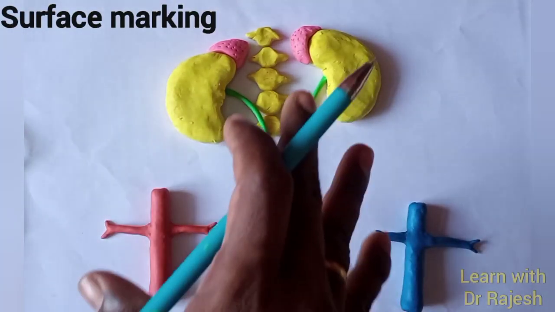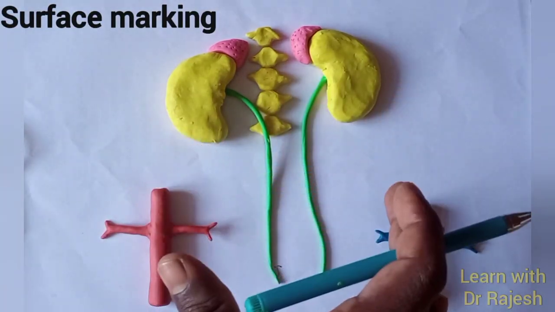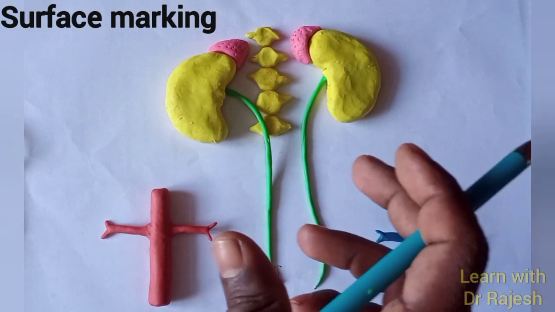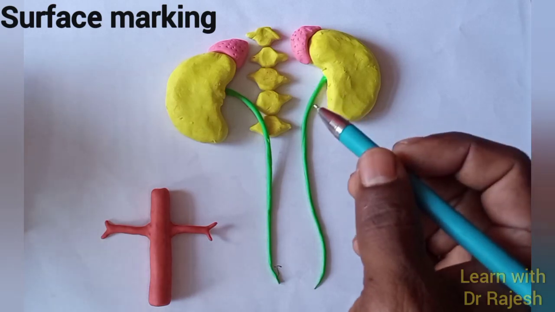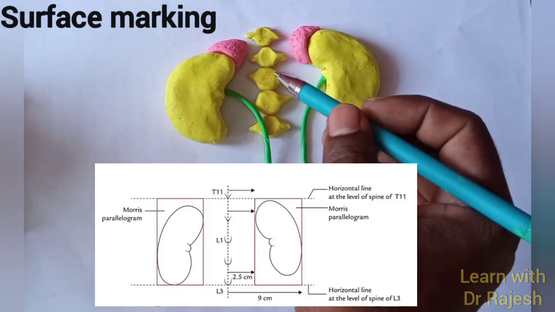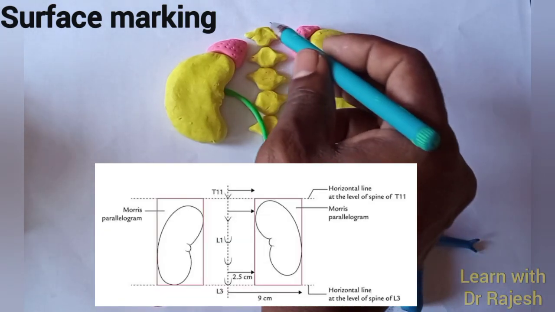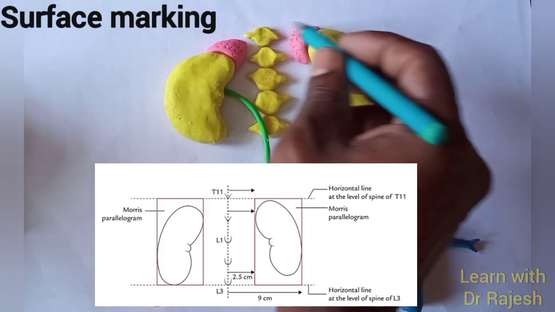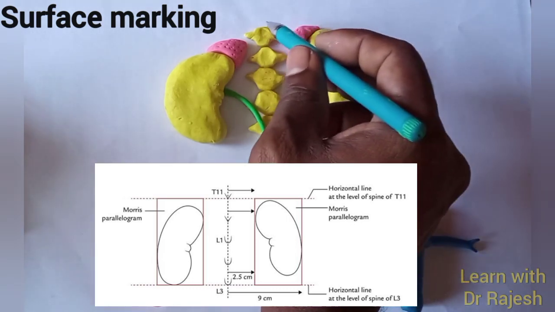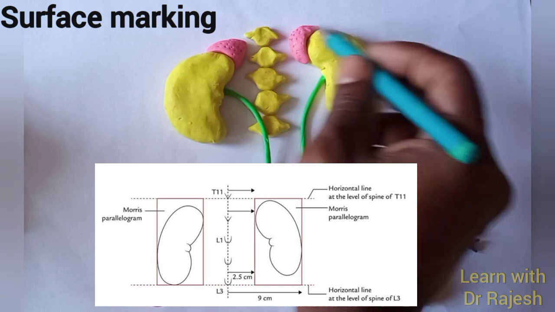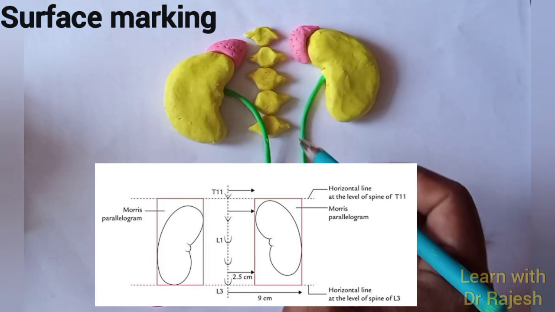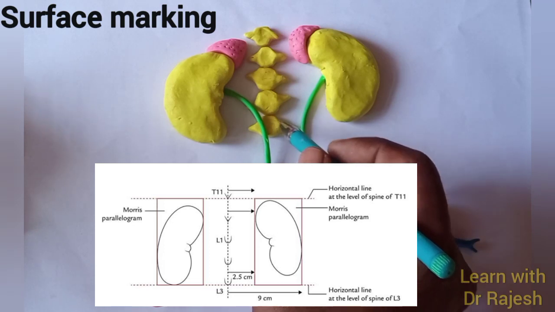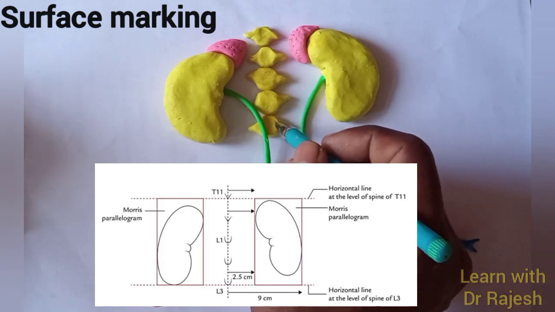And if you see the location, we can locate the kidney on the surface of the body by using Morison's parallelogram. So how to draw this Morison's parallelogram? We can draw the upper limit of the parallelogram at the level of the spinous process of the T11 vertebrae, and the lower limit at the spinous process of the L3 vertebrae.